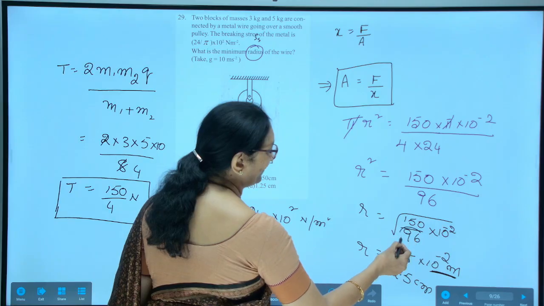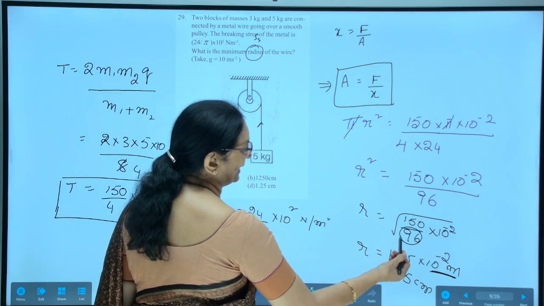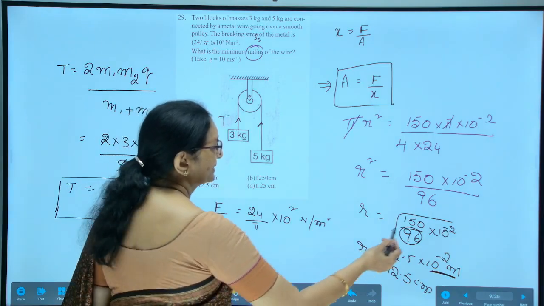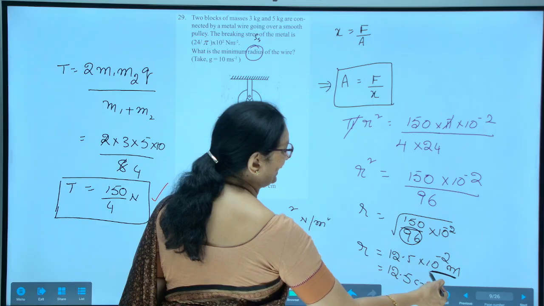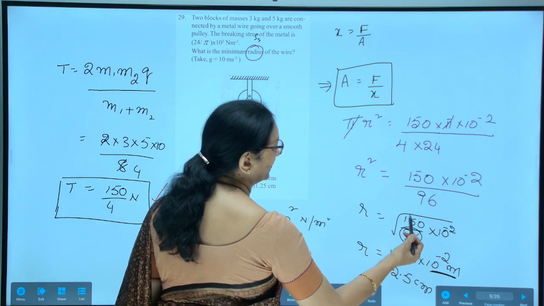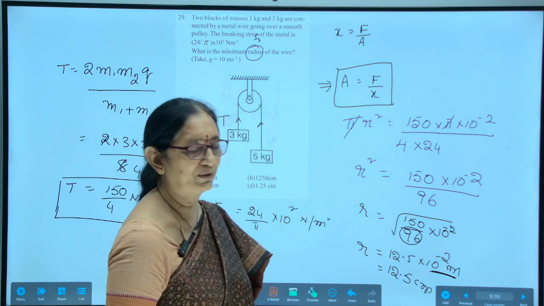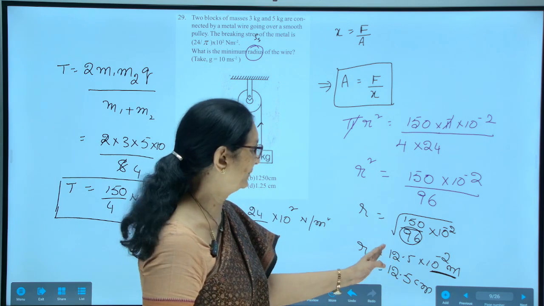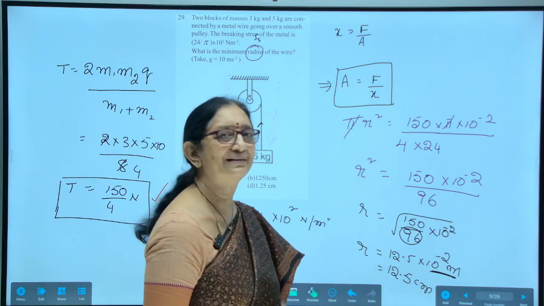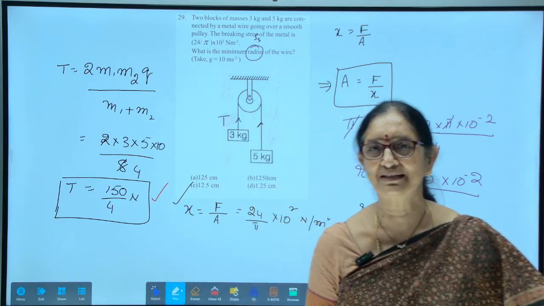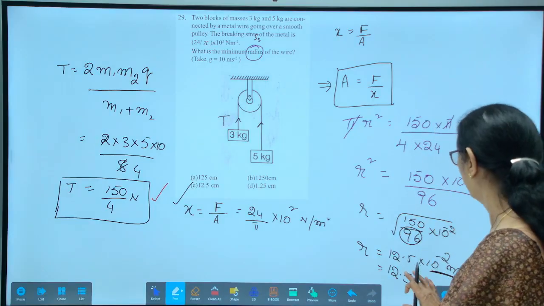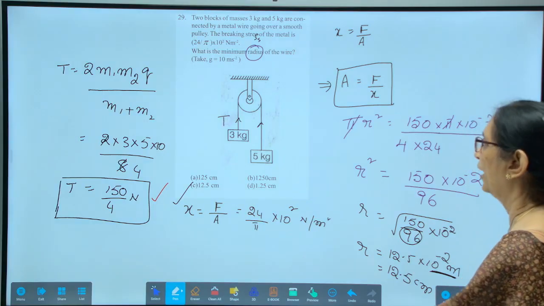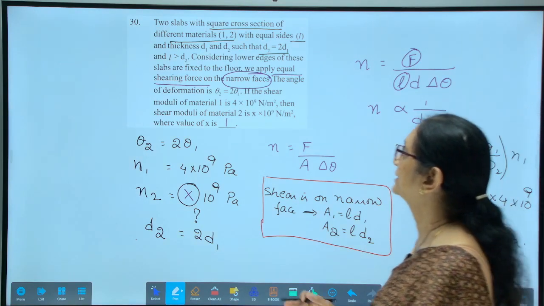See here, approximately if you take it as 100, that goes to the numerator, 10 power minus 2. So when it comes out of the root, you will be left with 10 power minus 2. Under the square root, 144 is 12, and 150 under square root is 12.5. So this is 12.5 into 10 power minus 2 meters, or 12.5 centimeters. Okay. Now next look into this problem.